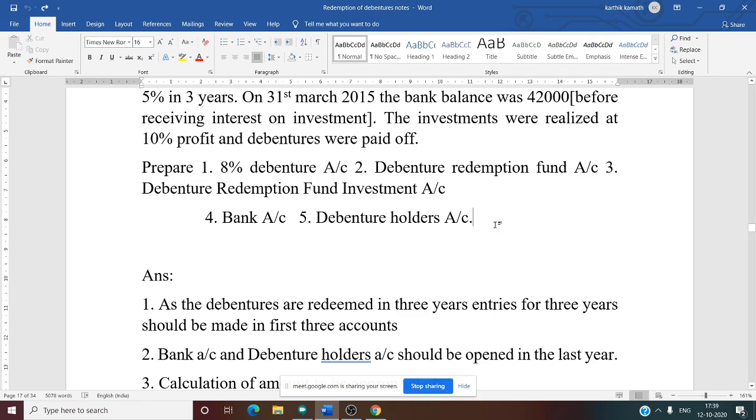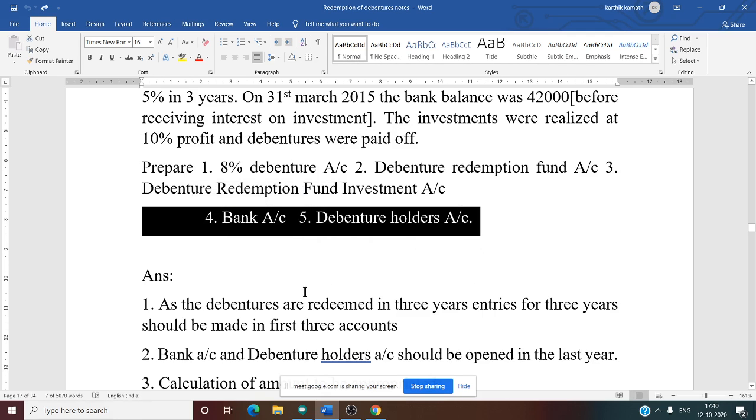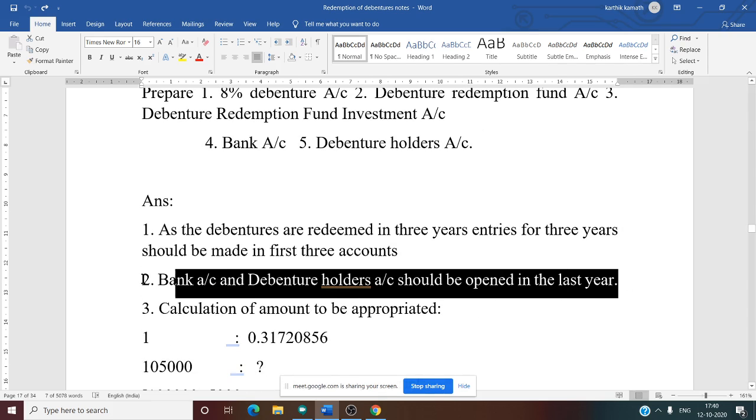And for the next two accounts, bank and debenture holder account, last year only. Why last year? Payment is made at the end of the last year, and bank balance is also given at the end of the last year. That is why only last year entries in the last two accounts.